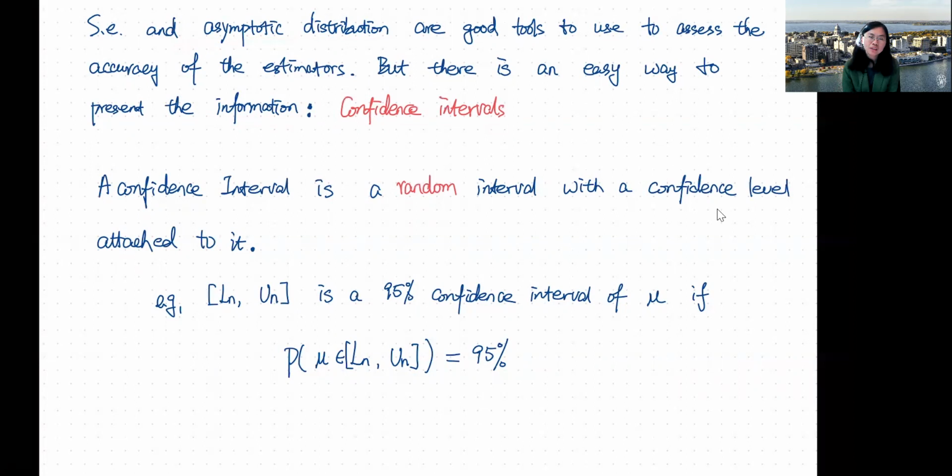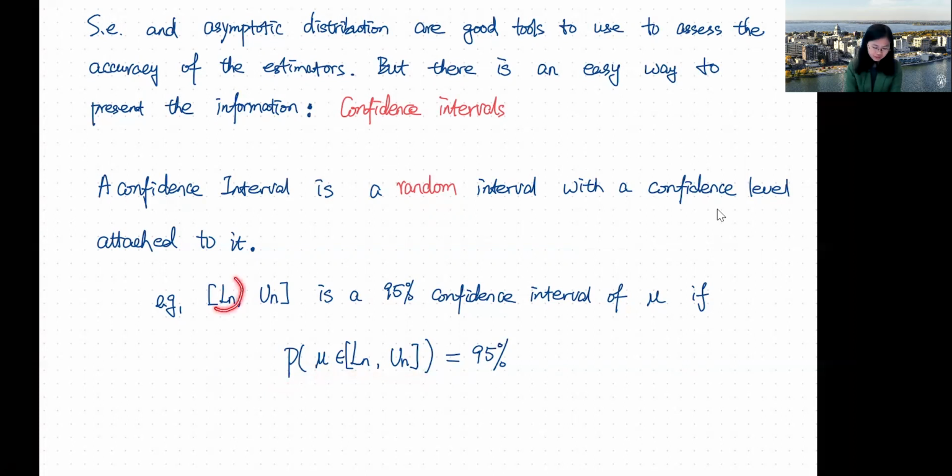So what is a confidence interval? A confidence interval is a random interval. So it's important to realize it is an interval, but it's a random interval with a confidence level attached to it. For example, if this interval Ln to Un is a 95% confidence interval of mu, what we are saying is that the probability that mu belongs to this interval is 95%.